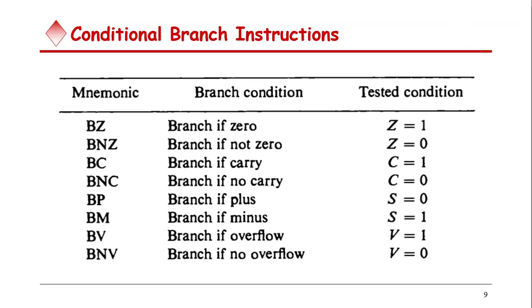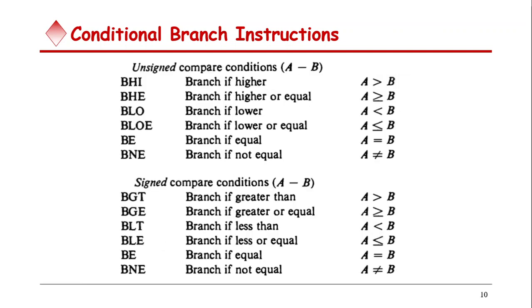The zero status field is used for stating whether the result of an ALU operation is equal to zero or not. So these are the conditional branch instructions. Branch if higher or equal is for unsigned numbers, that means A minus B. For signed comparison, we also use branch if greater than or equal type of instructions. So these are all the conditional branch instructions.